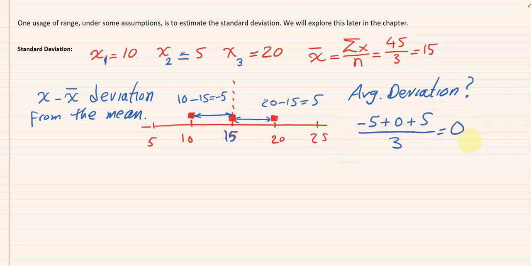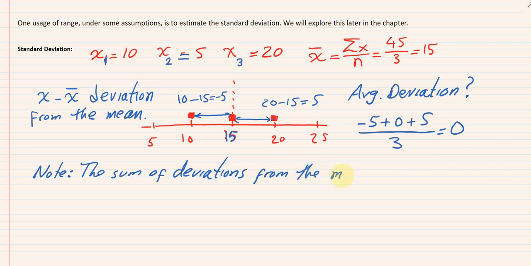So we're going to generalize this. In general, this is what's going to happen. I'm just going to write it as a note. The sum of deviations from the mean is always 0.